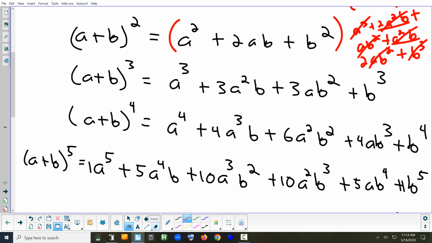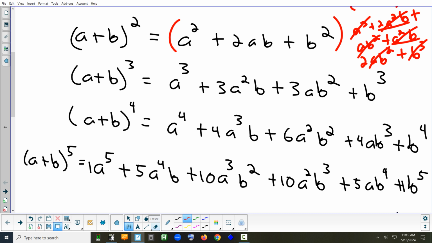Yep. Exponents are decreasing by 1. Which exponents are decreasing by 1? We can go from 5 to 4 to 3, and then it increases by 1. So the exponents on what letter are going down by 1? A. And what's happening with the exponent on B? It's increasing by 1. So the exponents on A start at the highest number and go down till eventually the A is gone. And the exponents on B, well, it's gone at the beginning, and then they go up from there. Okay, so that's a pattern with the exponents.